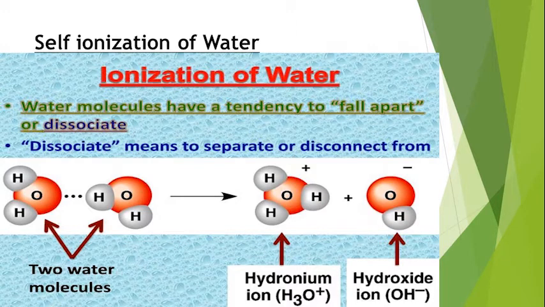Dear students, dissociate means to separate or disconnect from, which you can see in the given example, where two water molecules come close together and attract each other. A water molecule that donates a proton becomes a negatively charged hydroxide ion, and the other water molecule which gains the proton becomes a positively charged hydronium ion, which you see on the product side.